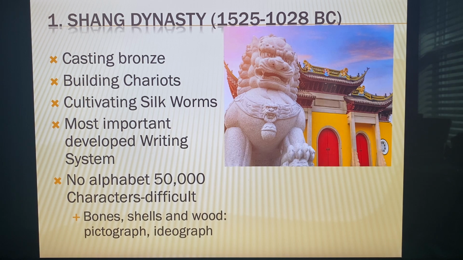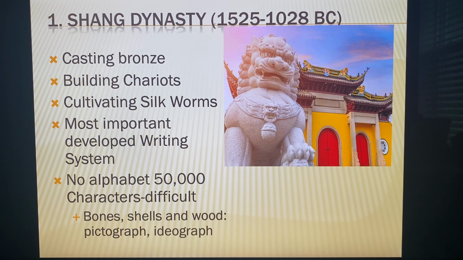So let's talk a little bit about these dynasties. The Shang dynasty was 1525 to 1028 BC, the first ancient dynasty. Actually, the dynasty came from the Tower of Babel, they say, so that's pretty ancient. Well, in this dynasty, they were casting bronze. They were doing that in Sumer too. And they built chariots, and they cultivated silkworms, the beginning of putting together silk fabric.